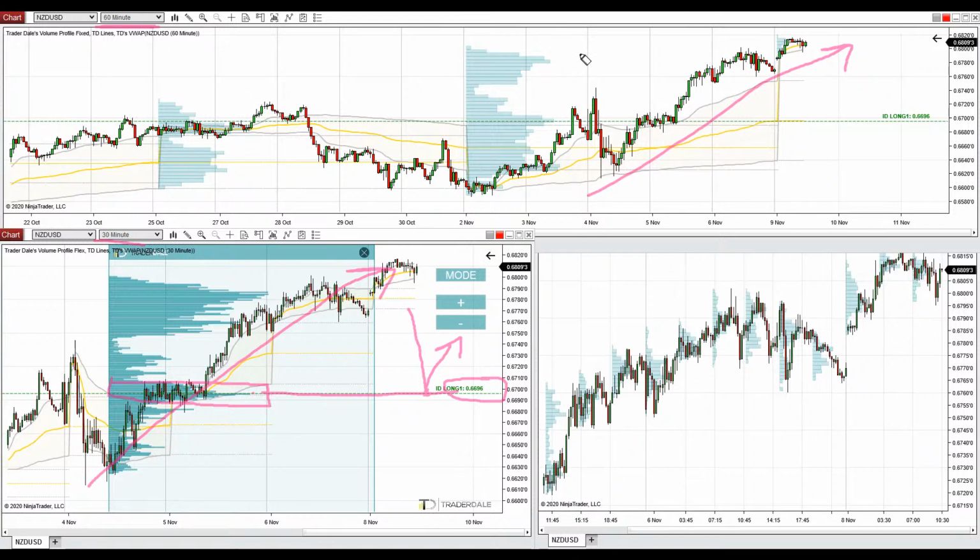This level is also nicely visible if you look at the weekly fixed profile. It is not the weekly point of control. The weekly point of control is in here, but it's also very nicely visible. It is in here, right there in the middle of the profile.